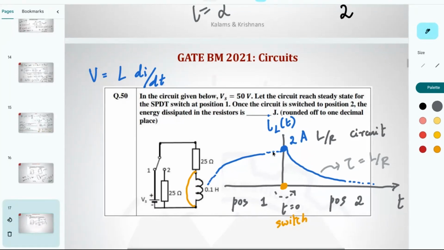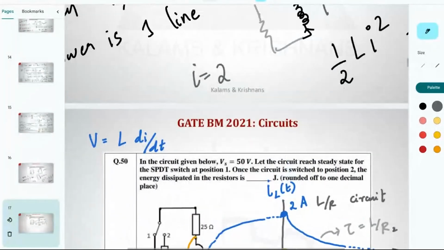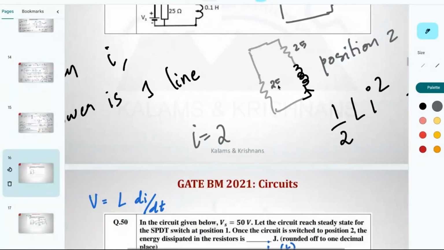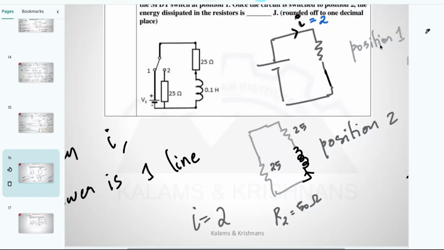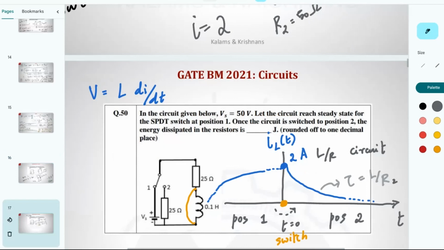How does that happen? Perhaps this resistance and this resistance are different. So this is position 2 resistance. That would be 50 ohms. Notice at position 2 you have a 25 and a 25, right? Your net R at position 2 happens to be 50 ohms. And then at position 1, your R1 happens to be just this one resistor, which is 25 ohm. The inductor remains the same. But the point is, these two are happening at different time constants. The time constant here is L over R1. It's actually a different time constant.